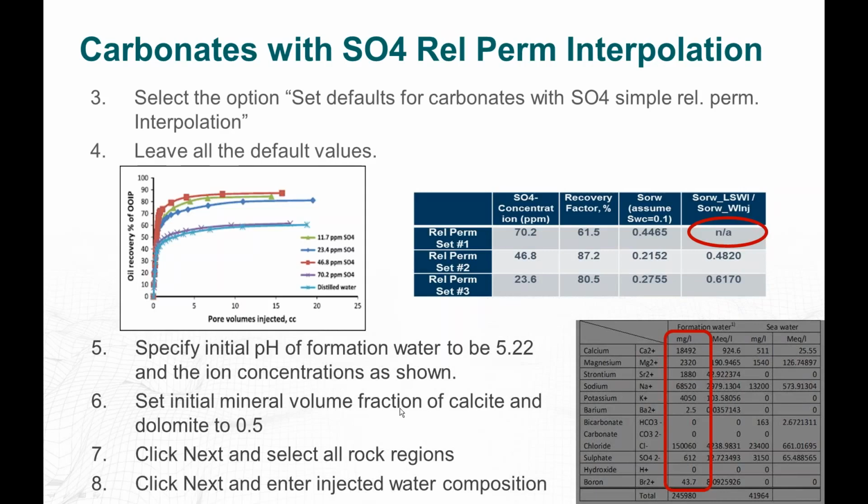We also need to input mineral volume fractions. In this case, we input calcite and dolomite to be 0.5. Since it's a carbonate, we have high concentrations of both calcite and dolomite. We also need to input our initial formation water concentrations of ions.